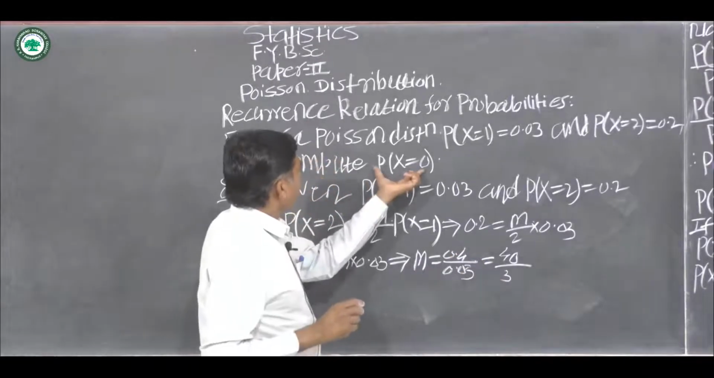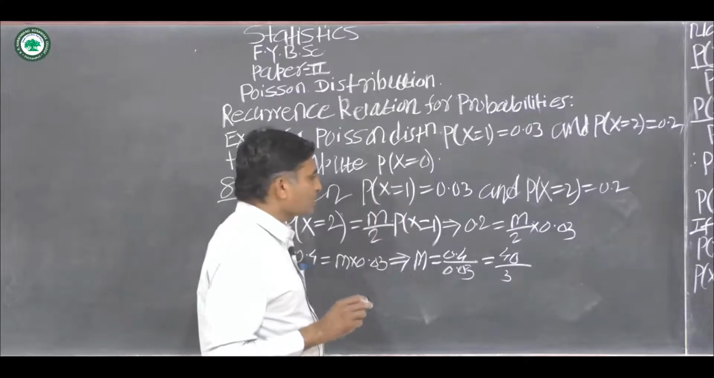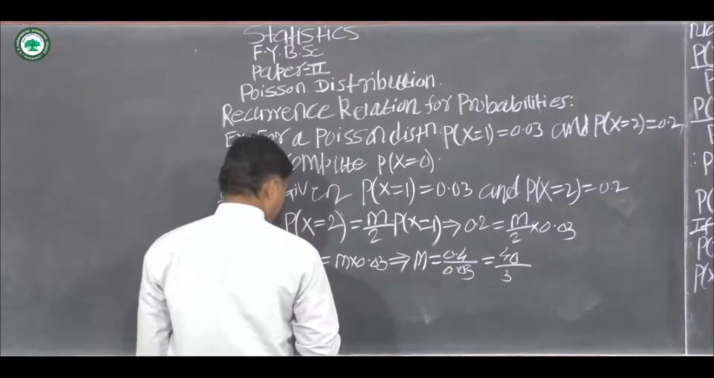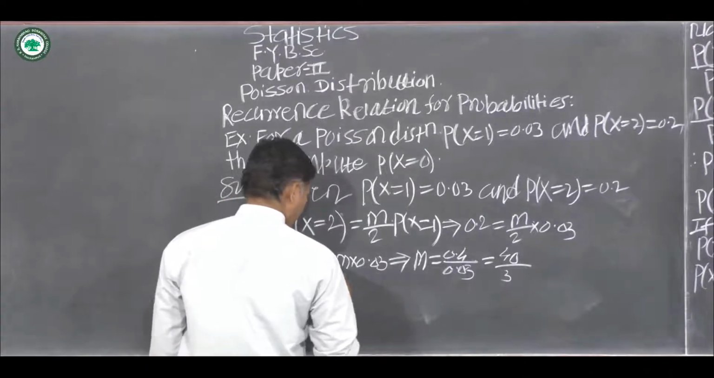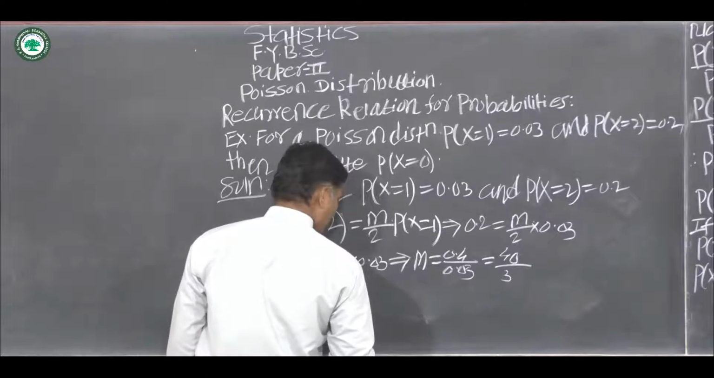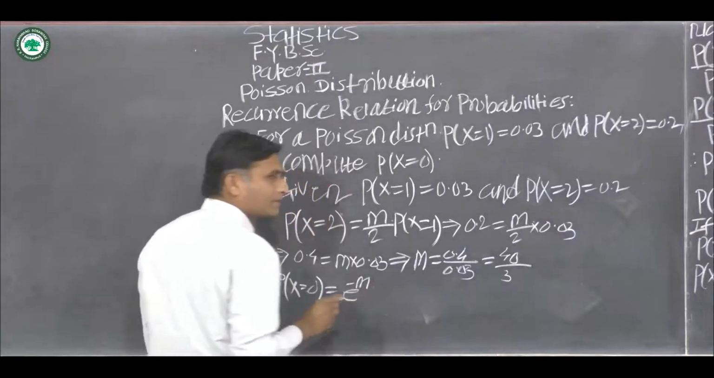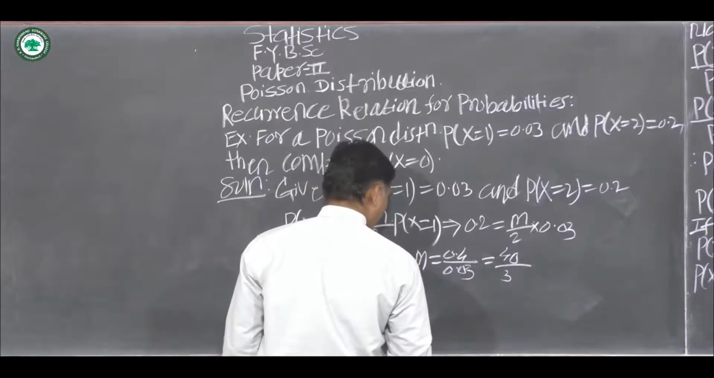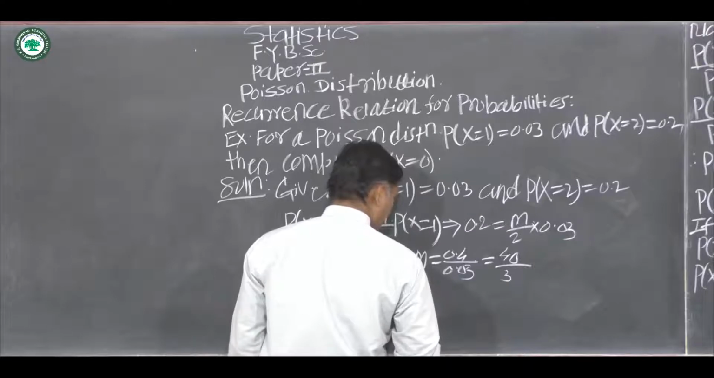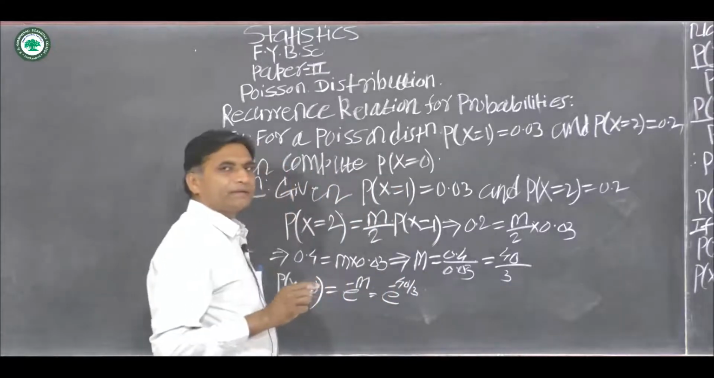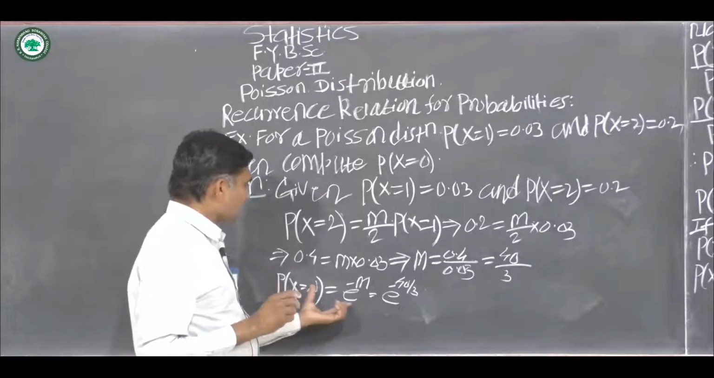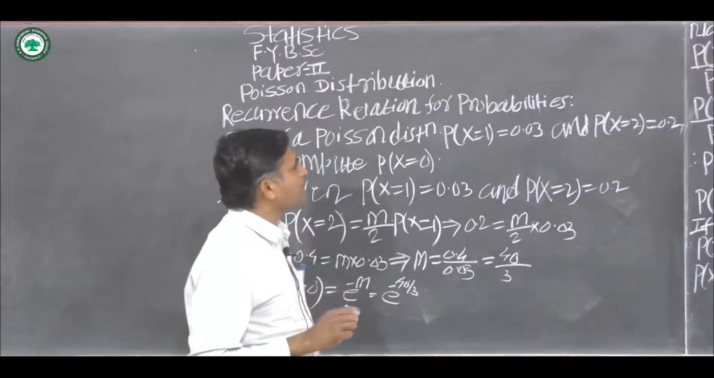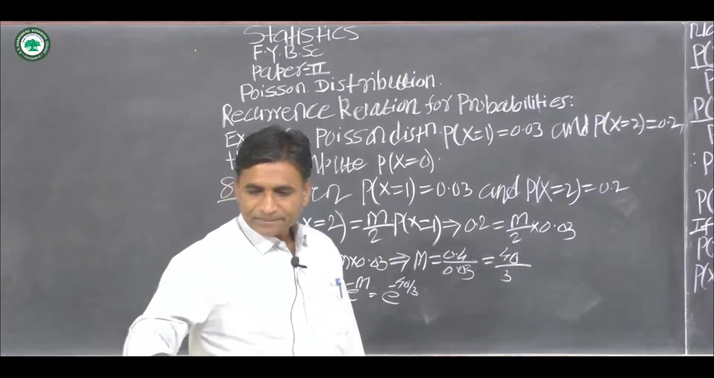Now we can find the probability of x equal to 0. We know that probability of x equal to 0 is equal to e raised to minus m. Now put the value of m here, that is e raised to minus 40 upon 3. This is the required probability, that is probability of x equal to 0. That is, by using the recurrence relation we can compute the probabilities.